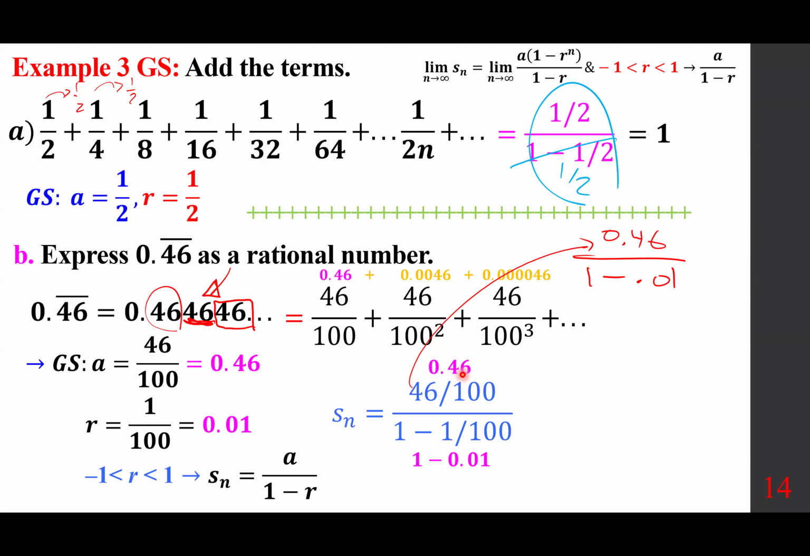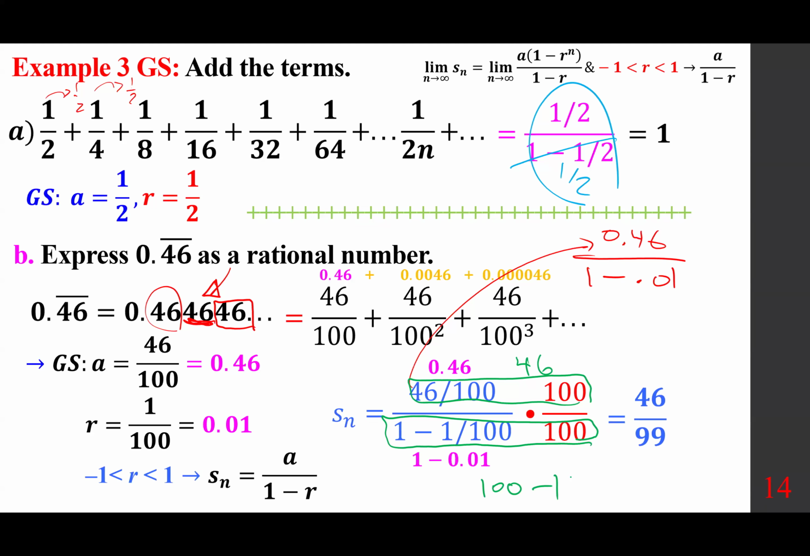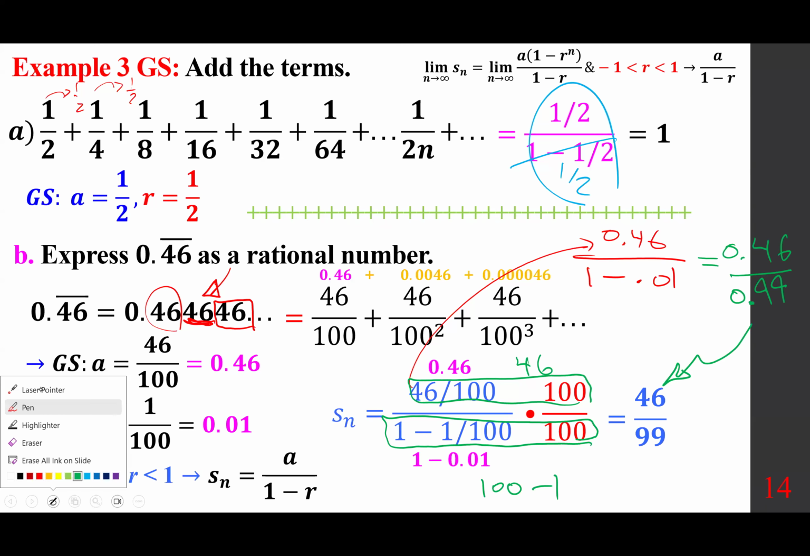And I'm going to finish this off later. But for now, if you want to go with a fractional format, so that's a decimal format. This is a fractional format. It's a complex fraction. We're going to multiply the top and the bottom by 100. This product is 46. This product is 100 minus 1, 46 over 99. If we go with this, it's 0.46 divided by 0.99, which is identical to 46 over 99. It can't get any more simplified, and you're done.